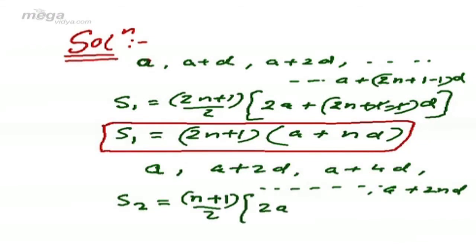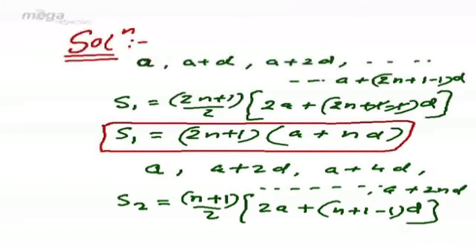This one is 2a plus, first term is a, then a plus 2d, a plus 4d, and the last is a plus 2nd. But the number of terms is n plus 1, therefore it is n plus 1 by 2, and this is 2a plus n plus 1 minus 1 into d. It means S1 is given as 2n plus 1 into a plus nd.